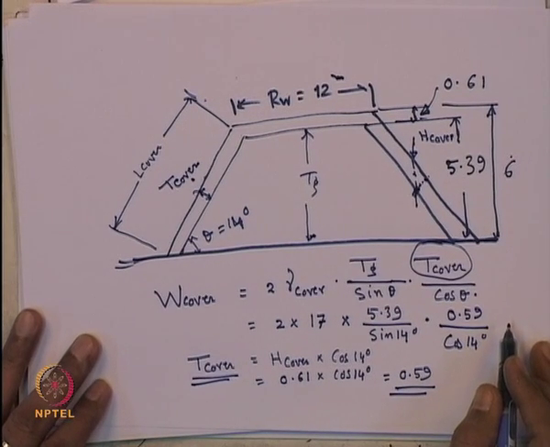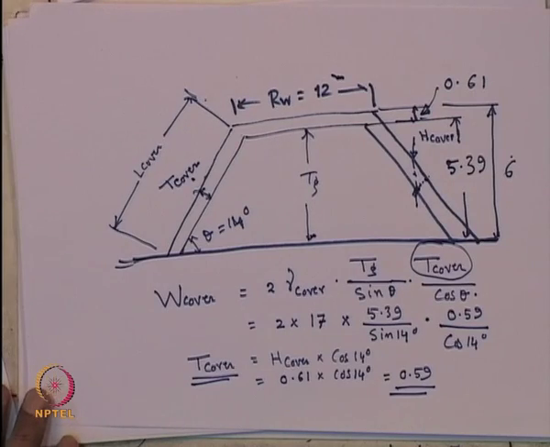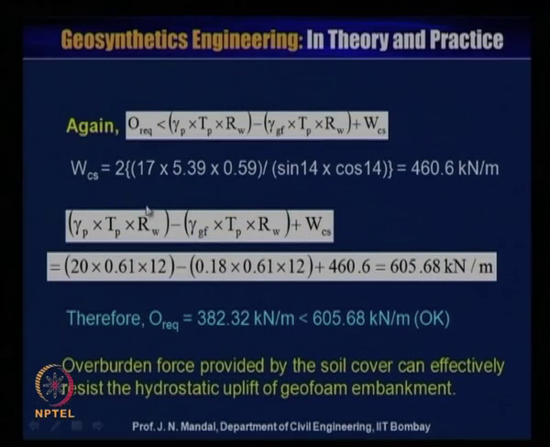So now I am just showing you here that W of cover is 2 into gamma, which is 17, into the thickness of the geofoam 5.39, into T cover, the thickness of the cover, 0.59, as we calculated. This is divided by sin of 14 degree into cos of 14 degree. So this will give 460.6 kilonewton per meter.